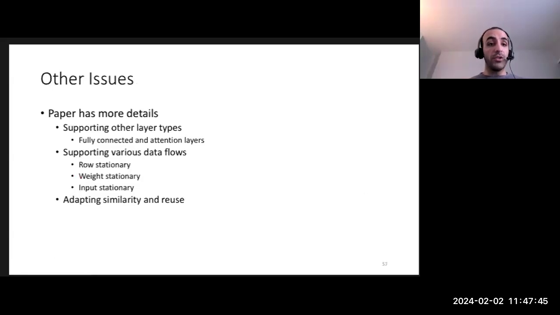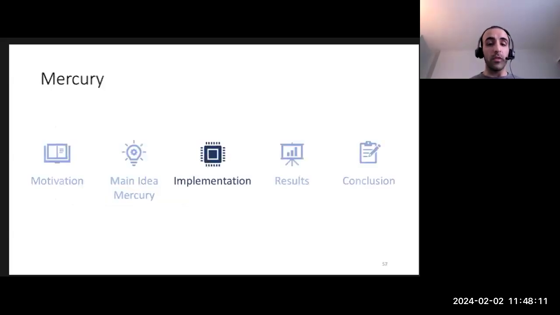Inside of the paper, we showed how we can support other types of layers such as fully connected layers and attention layers. Also, we talked about supporting various dataflows such as row stationary, weight stationary, and input stationary dataflow. Moreover, we talked about an adaptive technique that we use here to increase the performance of the model. You can find these details inside of the paper.